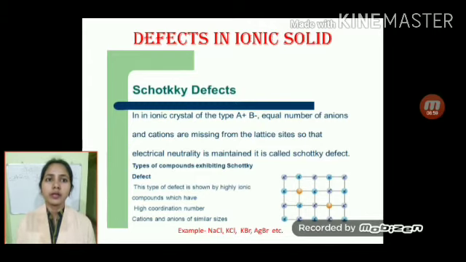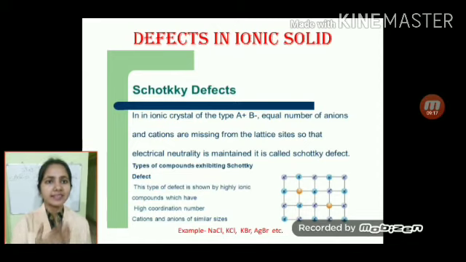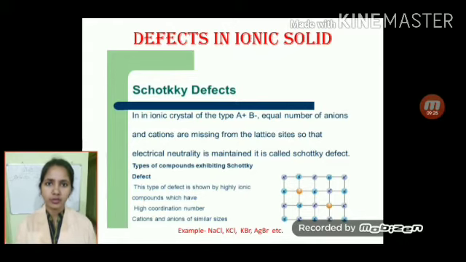Now one important thing is that this type of defect is generally found in ionic compounds in which there is a high coordination number, right? And second, there is a small difference in the size of cations and anions. Okay. Now you see the examples I have written here: sodium chloride, potassium bromide, silver bromide, etc. So this is about the Schottky defect.